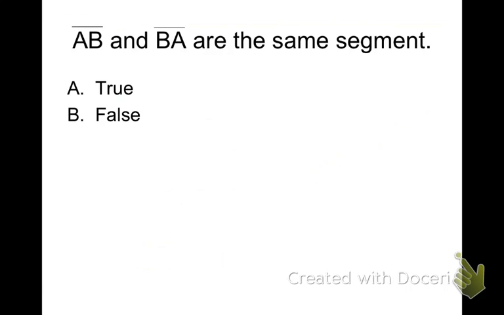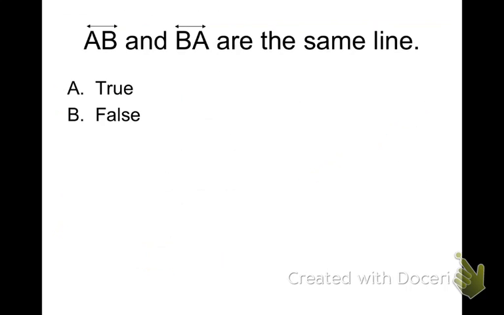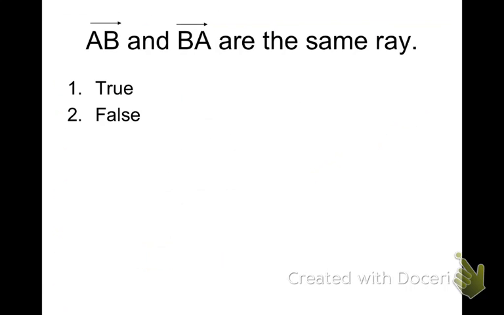Segment AB and segment BA are the same segment. This is true because you can name a segment by starting with either endpoint. Line AB and line BA are the same line. True for the same reason. Ray AB and ray BA are the same ray. This is false because the endpoints are different.